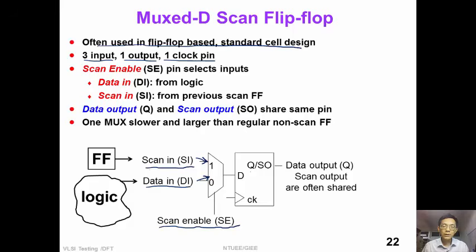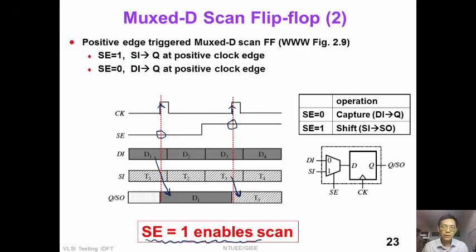The data output pin Q and the scan output pin SO are often shared by the same pin. We can see that this Muxed-D scan flip-flop has 1 extra mux compared with a regular D flip-flop. So a Muxed-D scan flip-flop is 1 mux delay slower and larger than the regular non-scan flip-flop. This is the penalty that we have to pay for DFT.